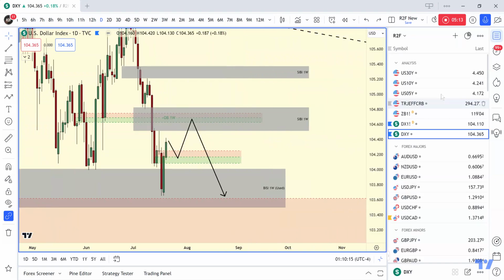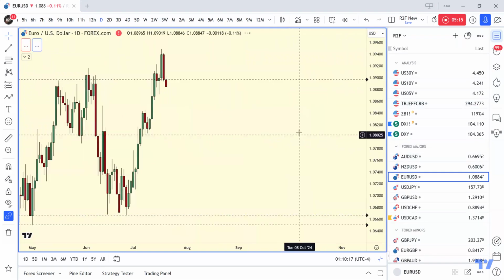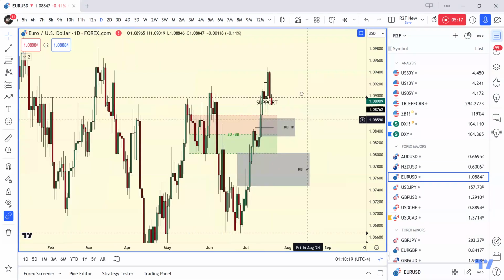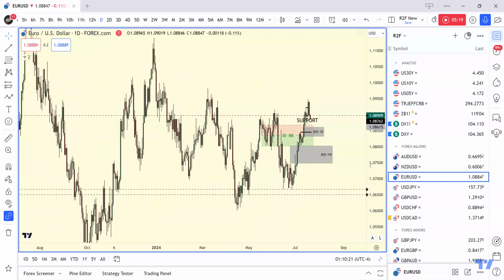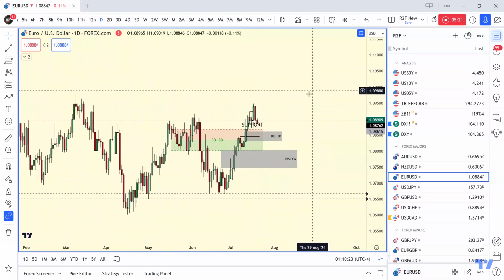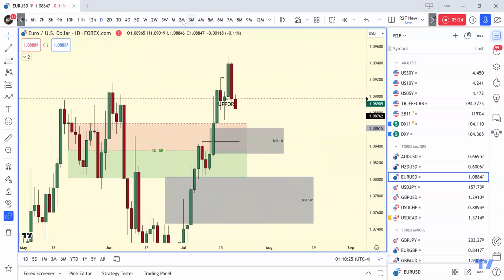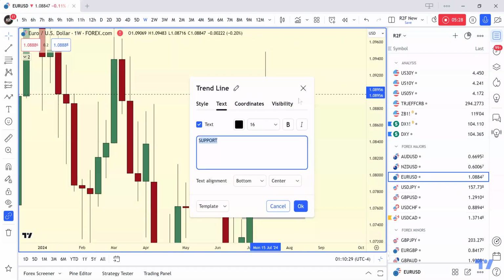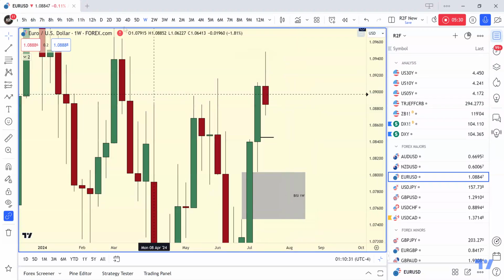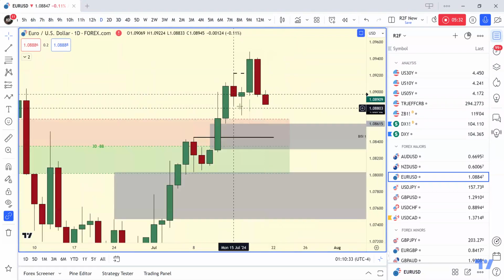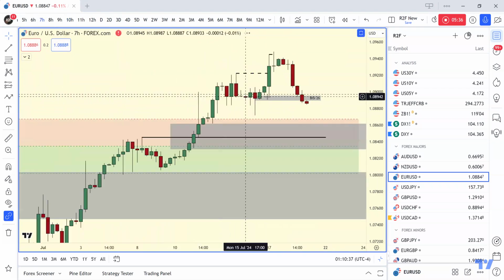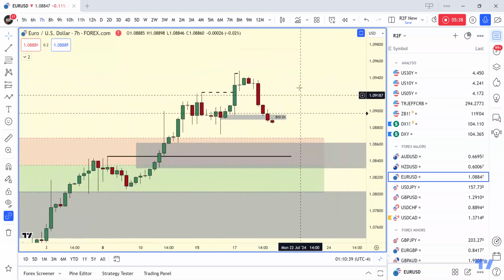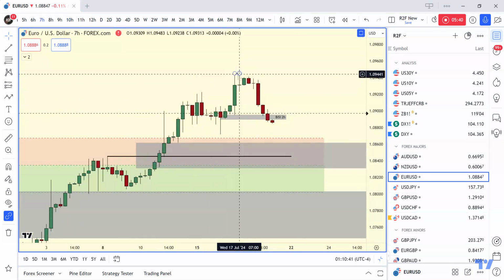So if we go into the euro, we should be expecting something different, right? So we can use this for our narrative as well. Go to euro on the weekly. This was just for illustration earlier. All right, let me just clean it up.